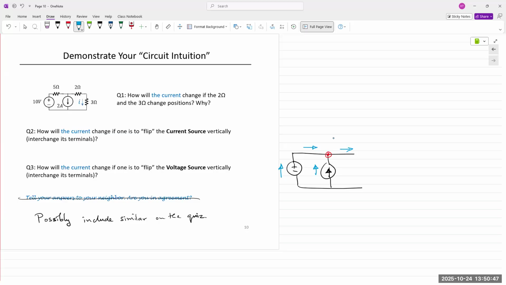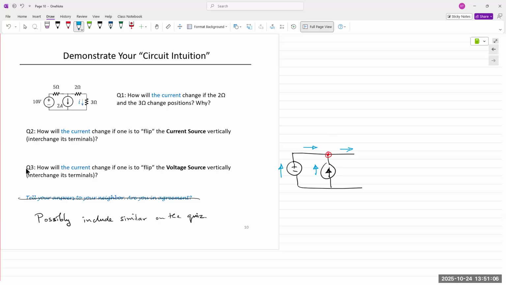Everything is based on KVL, KCL, and Ohm's law. In case you have gotten tired of hearing that. It's based on KVL, KCL, and Ohm's law. All of circuit analysis is based on these three laws. That's it.